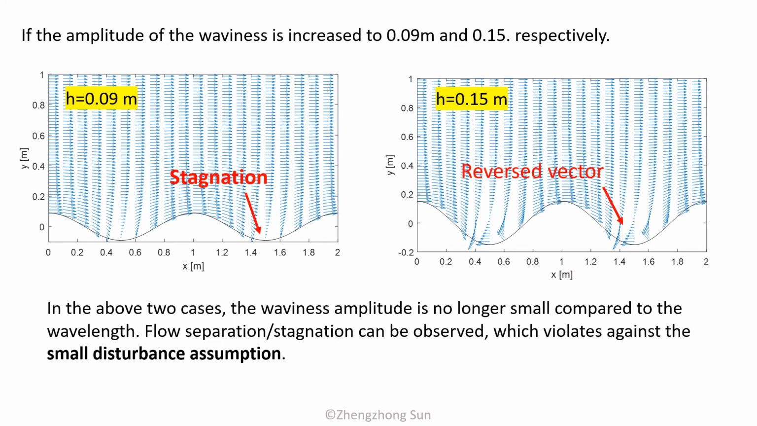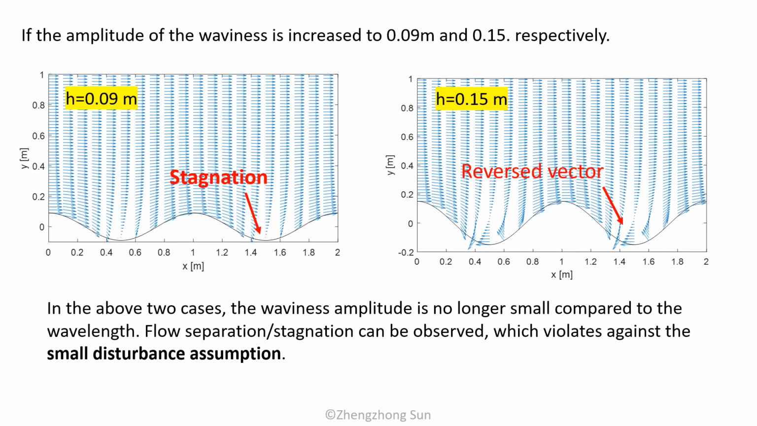And because I wrote it into a program, we have the flexibility to change the parameters. Now what I'm changing is the amplitude. The amplitude h is changed to 0.09 meter and 0.15 meter. You can see when h goes up to 0.09 meter, there's a stagnation about to happen, which means the flow is going to separate. And once h is 0.15 meter, so that's 15 centimeters, we already see the reverse flow.